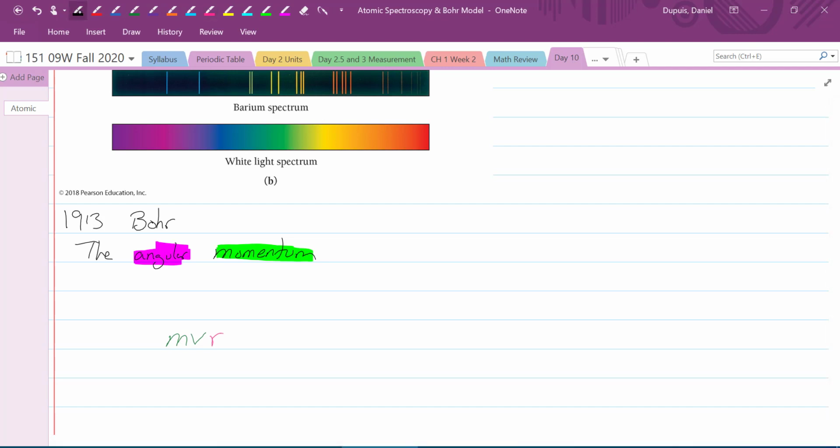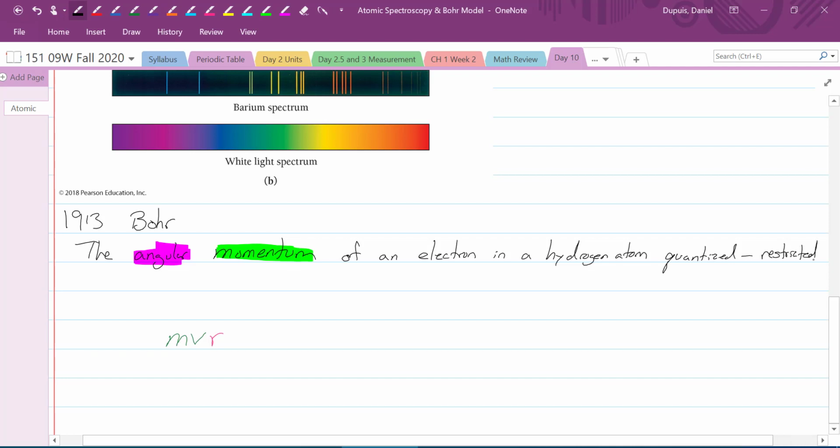So the angular momentum of an electron in a hydrogen atom is quantized, which means it's restricted in its allowed values, which means we can't be anything. We just can't be any value we want, and this equals N, which will be our energy level, h over 2 pi for the circle.